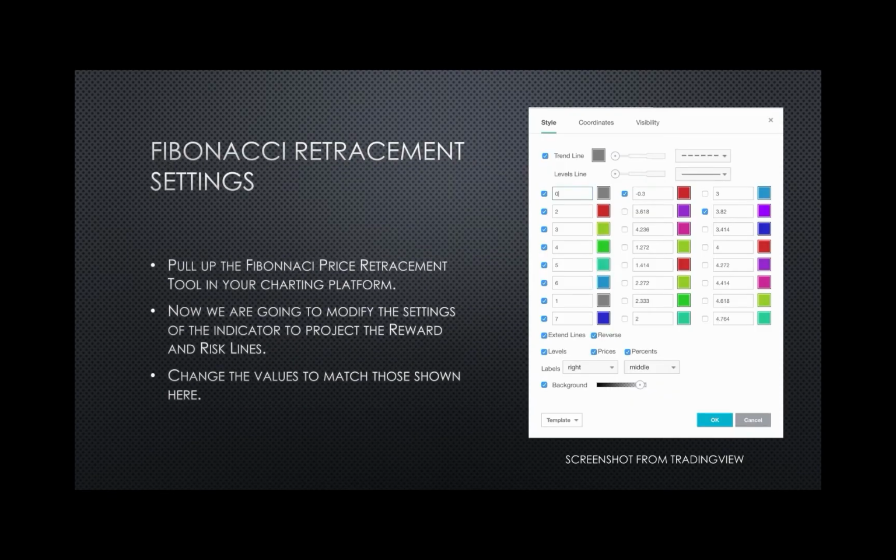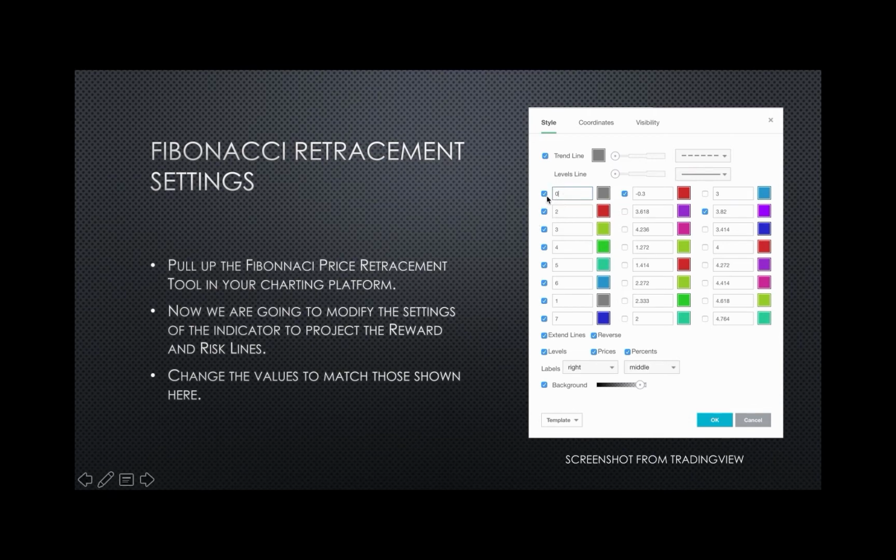Pretty straightforward. You're going to open up the settings for your Fibonacci retracement tool. Again, the Fibonacci price retracement tool is the one we're looking for, not the extension tool, not the Fibonacci timeline tool. We're talking about specifically the price retracement tool. That's the one you open up. It typically says 0%, 100%. There's usually a 38.2, a 61.8, a 78.2, a 127.2. Those are the default settings, but we're going to change them, and we're going to set them as follows.